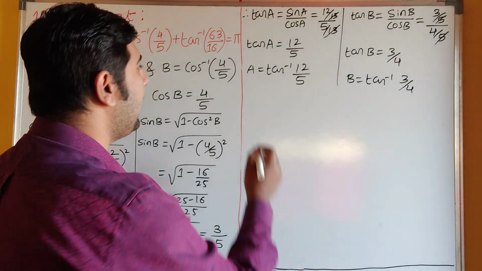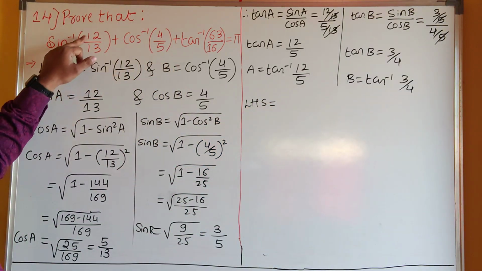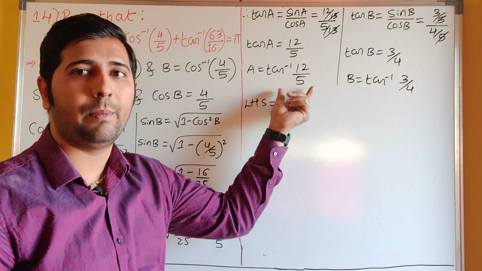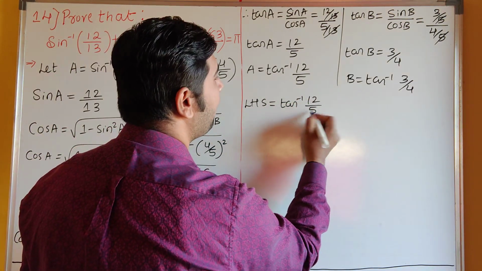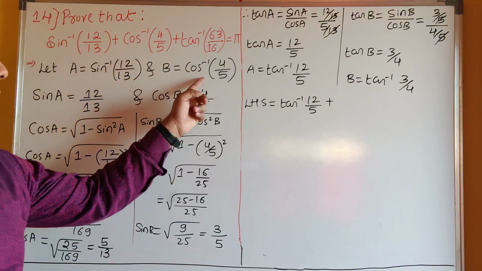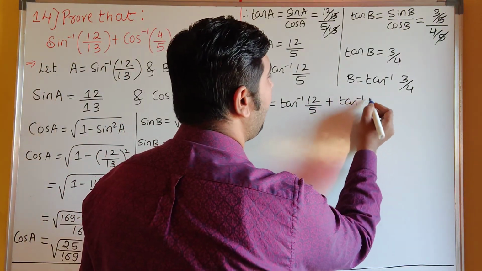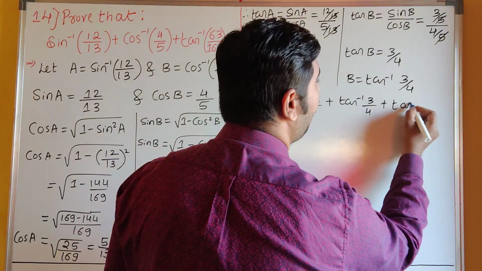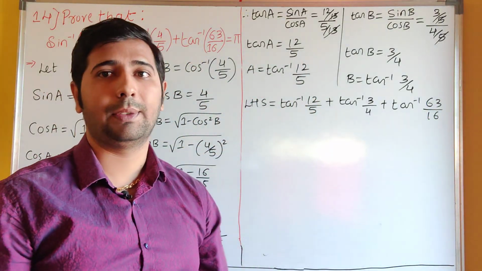Now continue. LHS. Now dear students, you can see your LHS. LHS is what? Sin inverse 12 by 13. Sin inverse 12 by 13 is taken as A, no? A value has become what now? Tan inverse 12 by 5. We will keep it here. Tan inverse 12 by 5 plus. Next is what? Cos inverse 4 by 5. Cos inverse 4 by 5 is B. B value has converted to what? Tan inverse 3 by 4, dear students. And what is left last? Tan inverse 63 by 16. You keep it as it is only. Very simple. Clear? Now the problem comes.